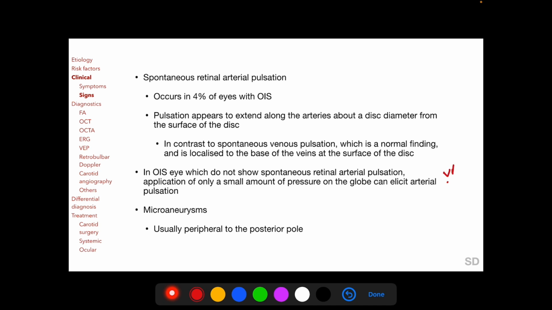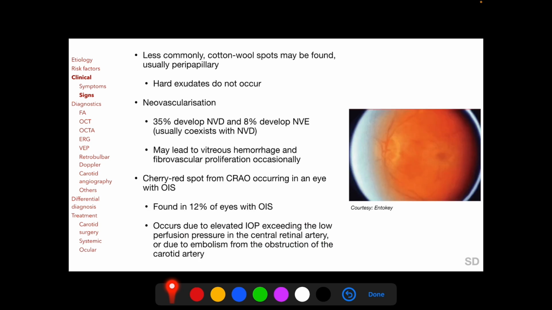Microaneurysms are also found in eyes with OIS, and like retinal hemorrhages found in OIS eyes, microaneurysms in eyes with OIS are usually peripheral to the posterior pole. Less commonly, cotton wool spots may be found and are usually peripapillary in location, but hard exudates do not occur in eyes with OIS. Neovascularization of the disc and neovascularization of the retina can occur in eyes with OIS, but are much less common than neovascularization of iris.